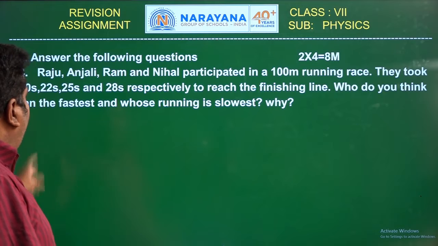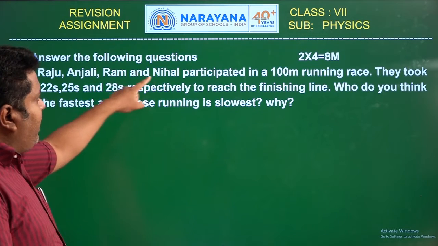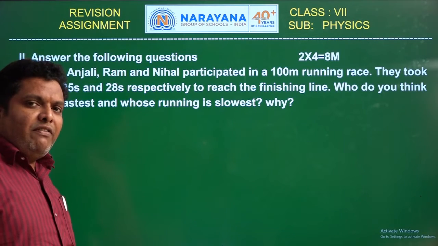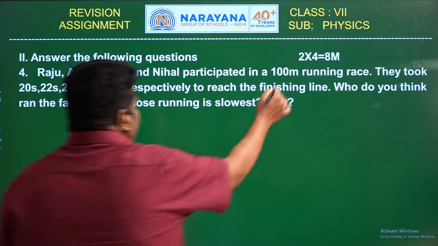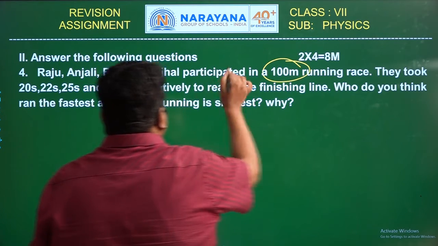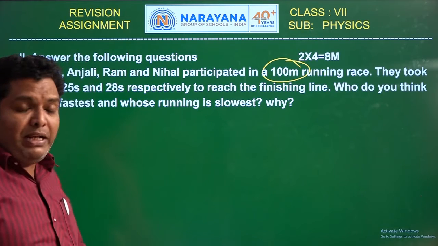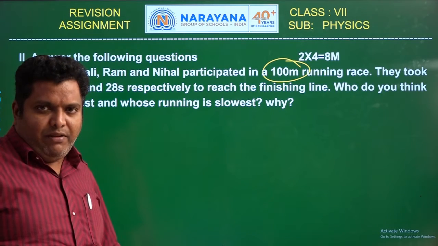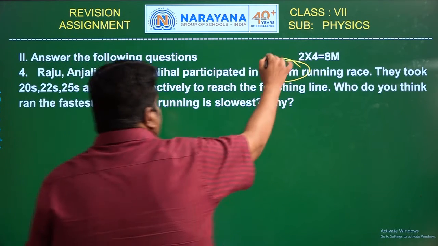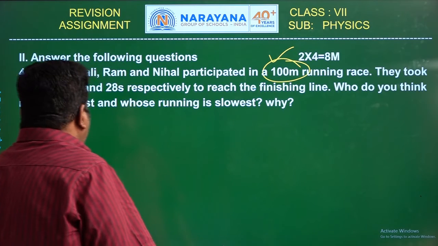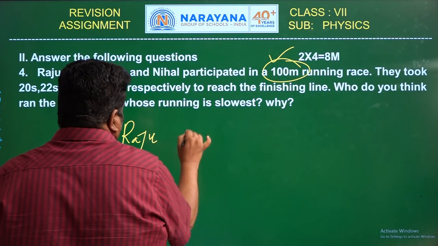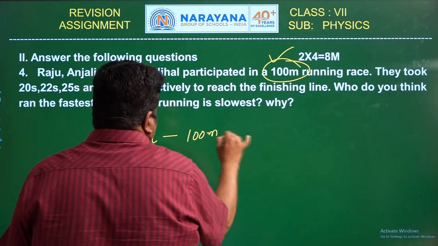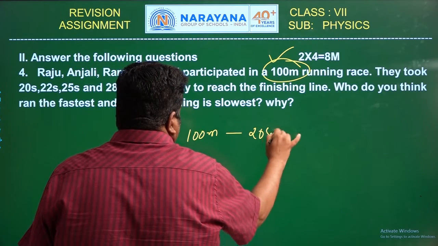Now let us see. Raju, Anjali, Ram and Nihal all cover an equal distance of 100 meters. All the participants cover the equal distance of 100 meters in unequal intervals of time. Raju covers a distance of 100 meters in 20 seconds.